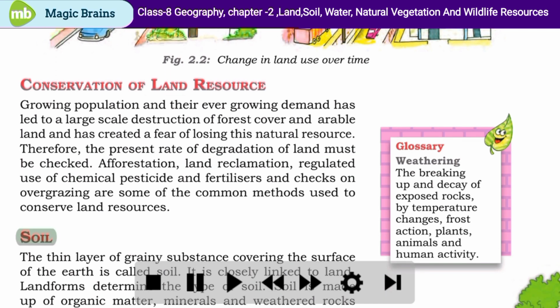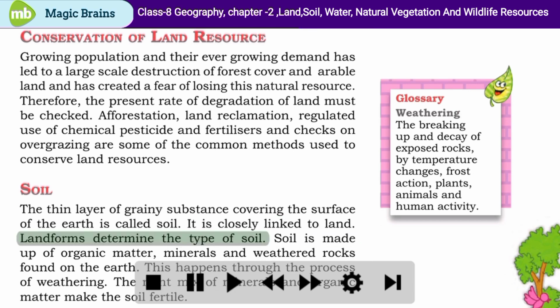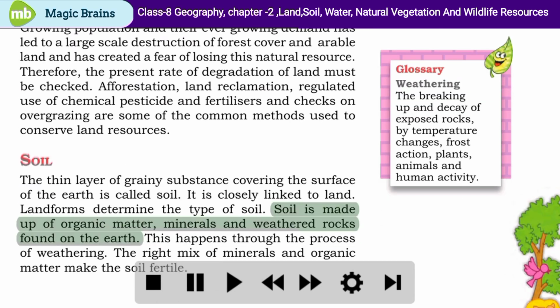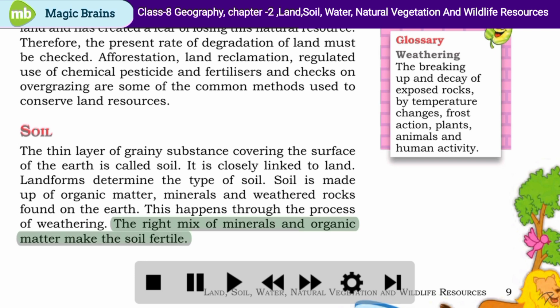Soil. The thin layer of grainy substance covering the surface of the earth is called soil. It is closely linked to land. Landforms determine the type of soil. Soil is made up of organic matter, minerals, and weathered rocks found on the earth. This happens through the process of weathering. The right mix of minerals and organic matter make the soil fertile.